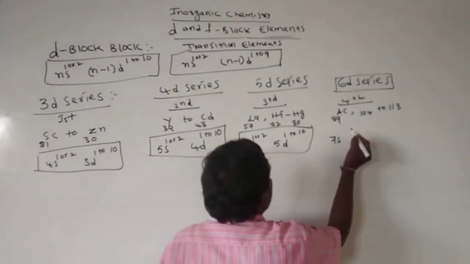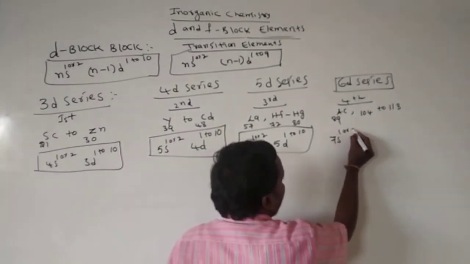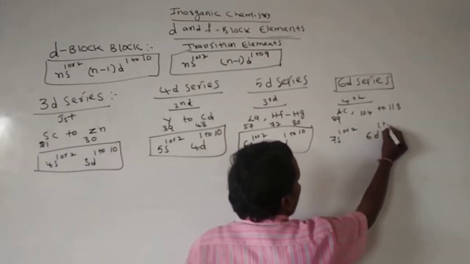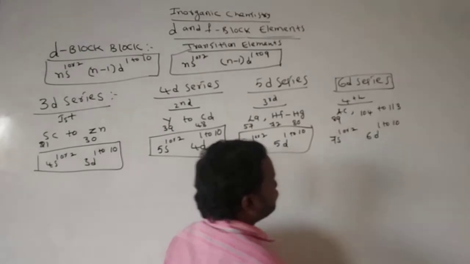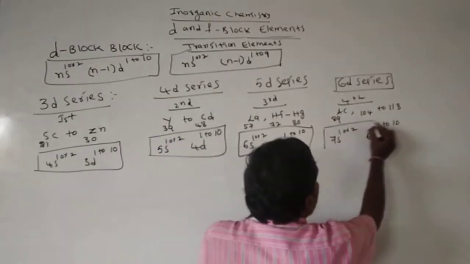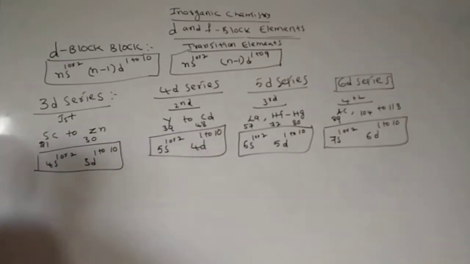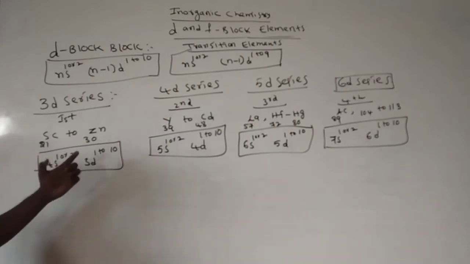The general electronic configuration of fourth transition elements is 7s 1 or 2 and 6d 1 to 10. This is the general electronic configuration of 6D series elements. Okay, these are all the series present in the D block.